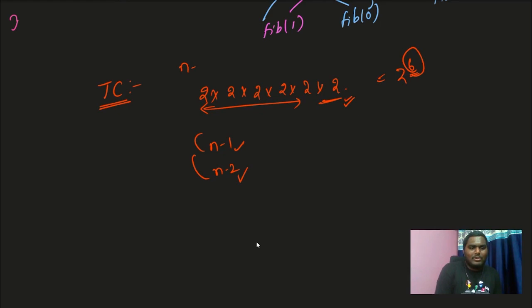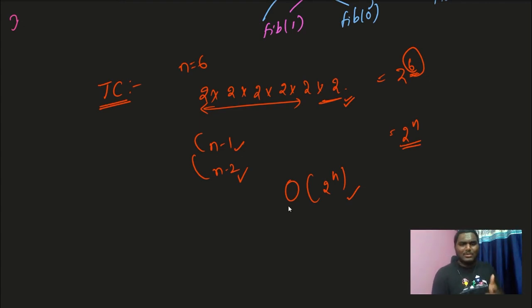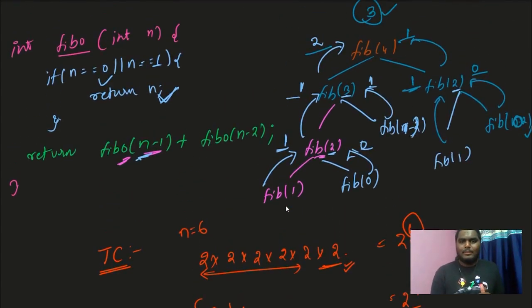So what is this 6? We are searching for n equal to 6. Now tell me, what is this 6? It's simply 2 power n. So can I say that for n equal to 6, we are making big O of 2 power n function calls? Yes, I can say that. That's how we have solved this, right?